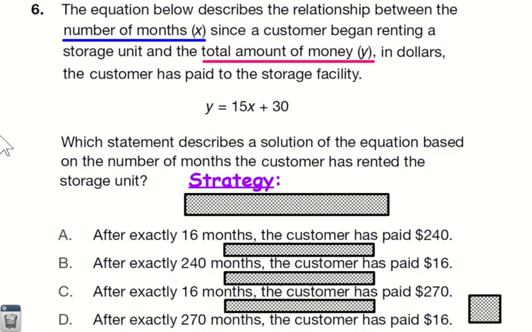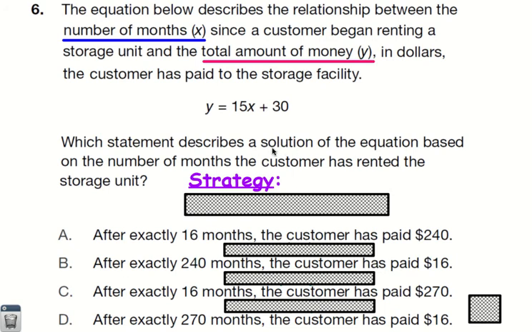Number 6. The equation below describes the relationship between, again, very, very important, a lot of emphasis on a lot of equations, that X is number of months. You're pretty much dead in the water if you don't pay attention to what the X variable is all about and what the Y variable is all about. So number of months is X, total amount of money is Y, and a customer began renting a storage unit. So here's the equation. Which statement describes a solution of the equation based on the number of months the customer has rented the storage unit?